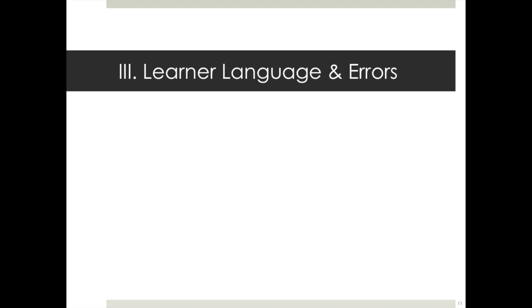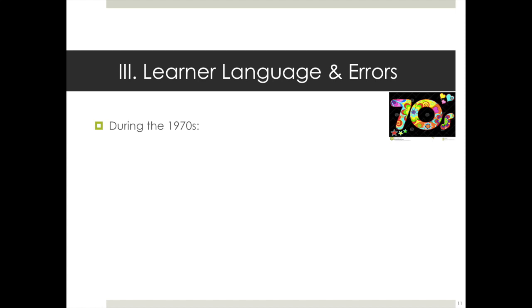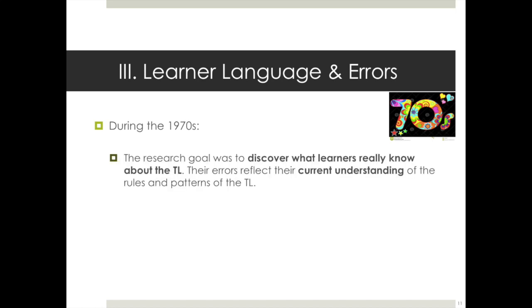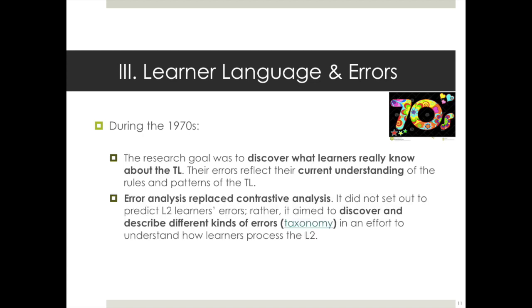Now, if we move to a bit later, 10 years later, following contrastive analysis, during the 1970s, we noticed that the analysis of learner language aimed at discovering what learners actually know about their target language. And one of the big things during this period, which we also talked about, moving from a focus on contrastive analysis and L1 transfer, there was a paradigm shift to the understanding of the rules and patterns of the target language through the errors that learners make. And in this period, error analysis replaced contrastive analysis.